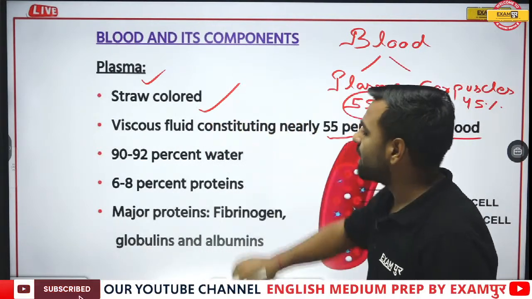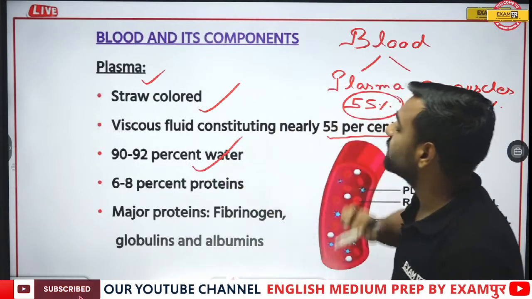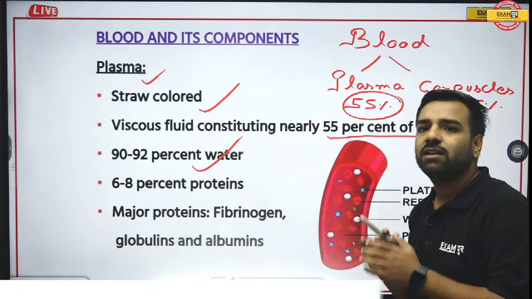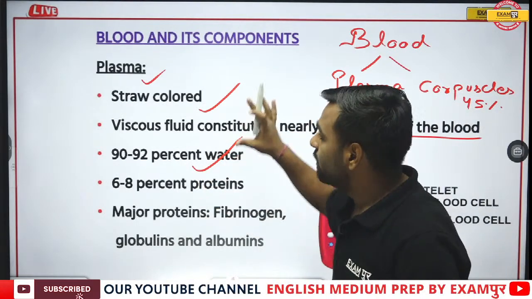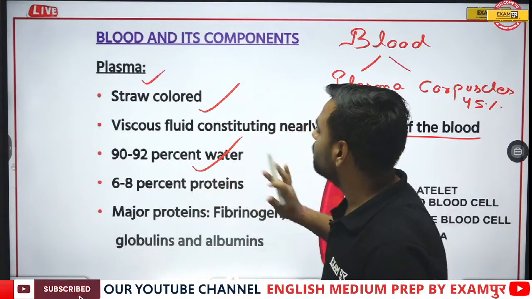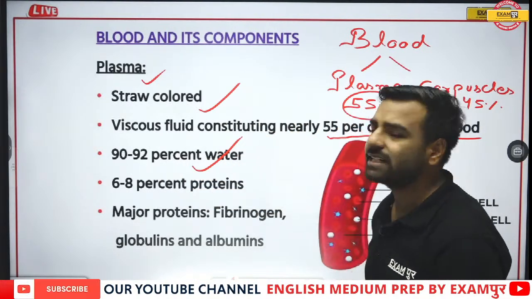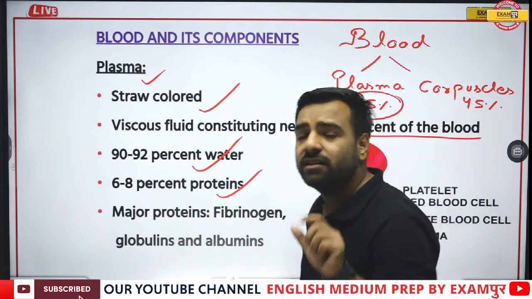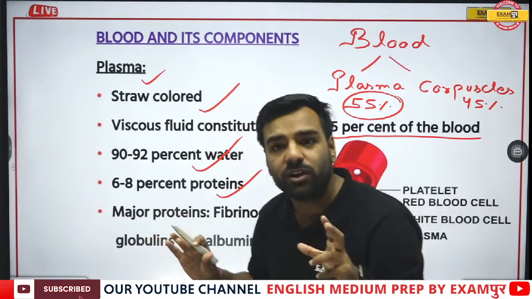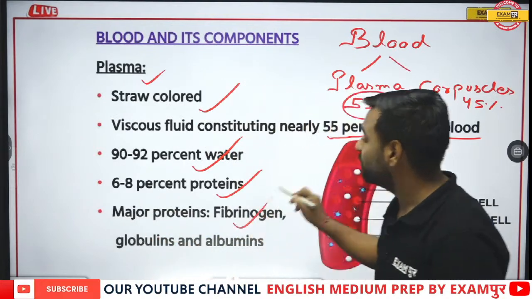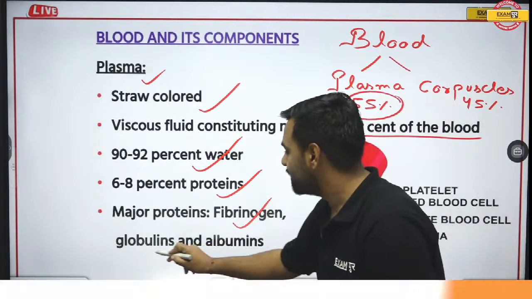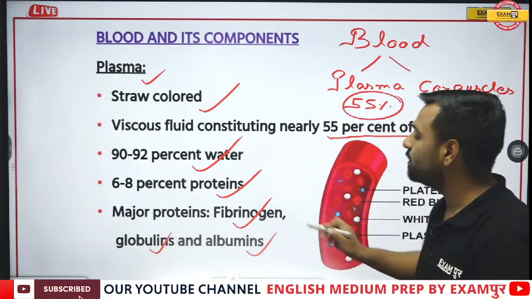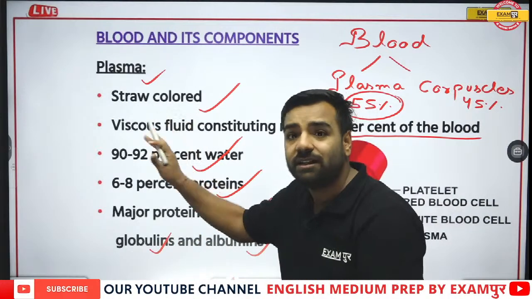If I talk about plasma, there is 90 to 92% of water, and the rest 6 to 8% is actually your proteins. Now, which proteins are there? This is asked in the examination. Here it includes fibrinogen, then globulins and albumins. These are all proteins present in plasma.